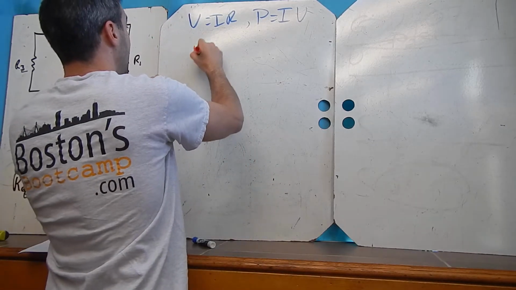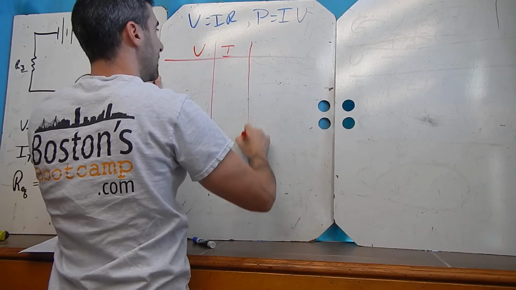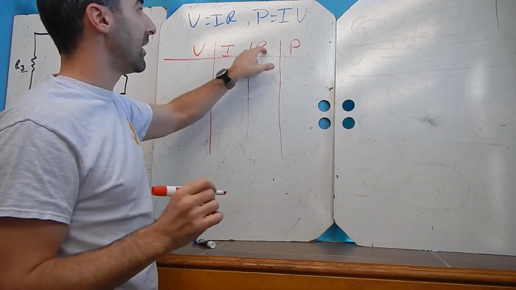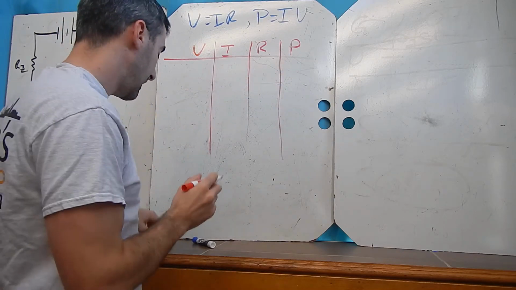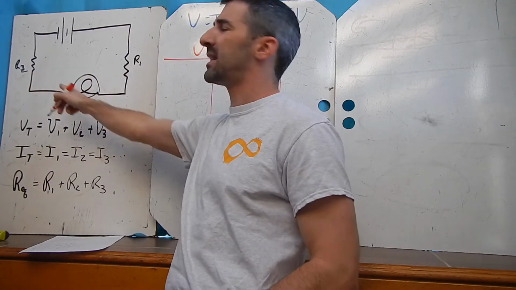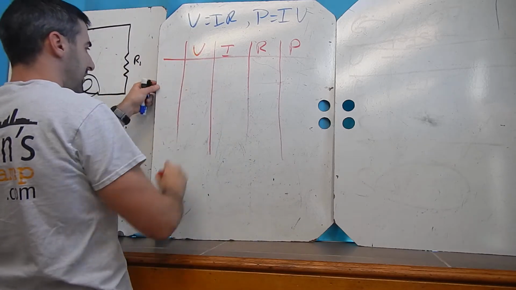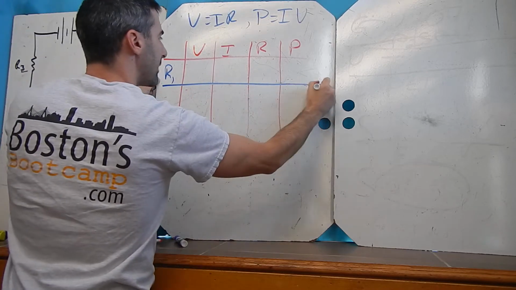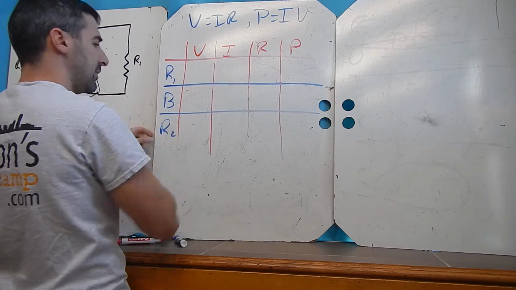I have a V, an I, an R, and a P. VIRP: voltage, current, resistance, and power. And now I look at my circuit. Now I want to know how many circuit elements. These things are elements. I have 1, 2, 3 elements. I have resistor 1, I have a bulb, and I have resistor 2.